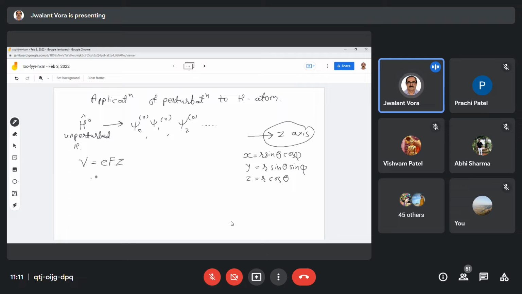So this is equal to electrostatic field. Let us take it in atomic units. Let us take this is equal to 1 F, so this is equal to 1. Z is equal to R cos theta. Where E is the electrostatic charge, F is the strength of the applied field. The field applied here is the applied field.